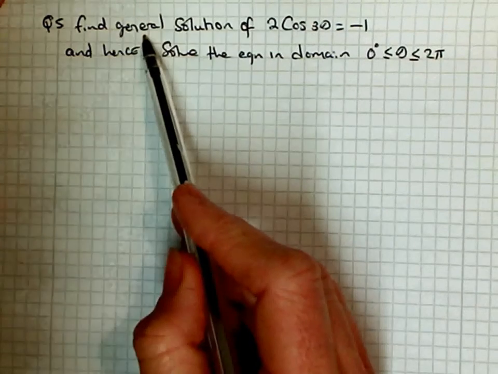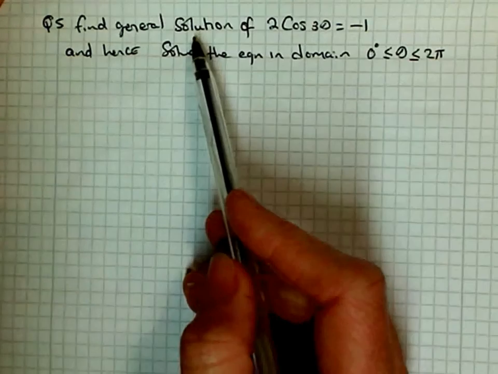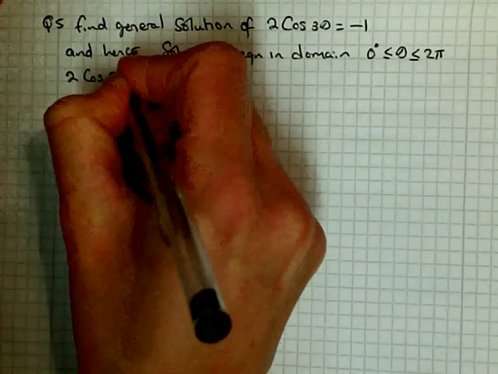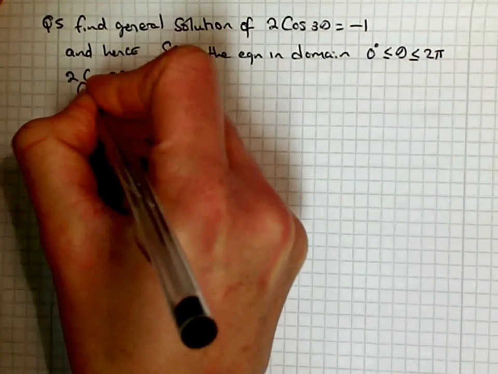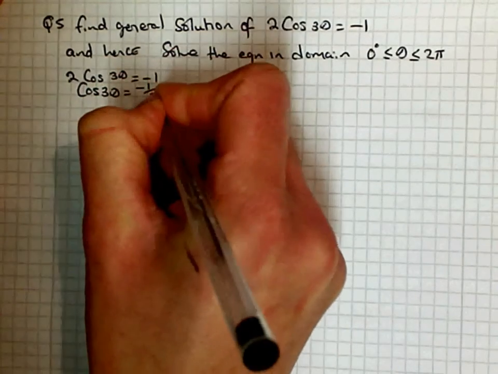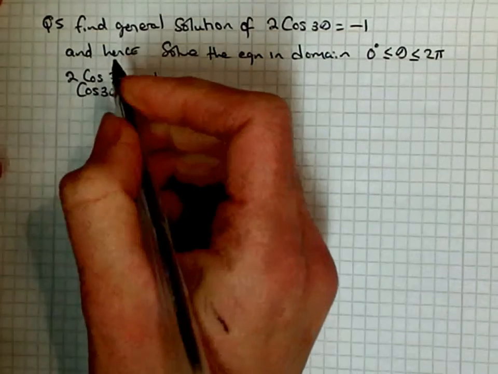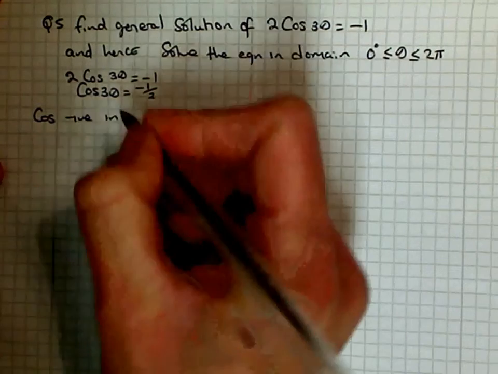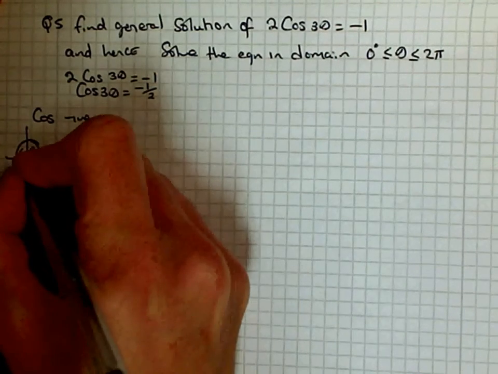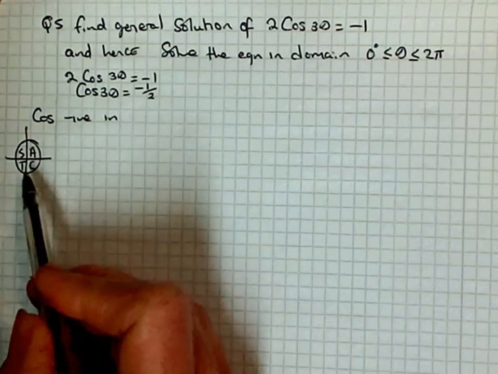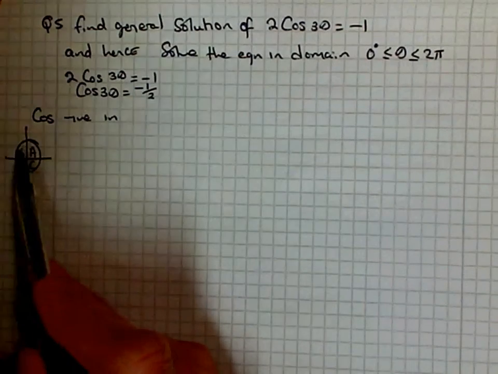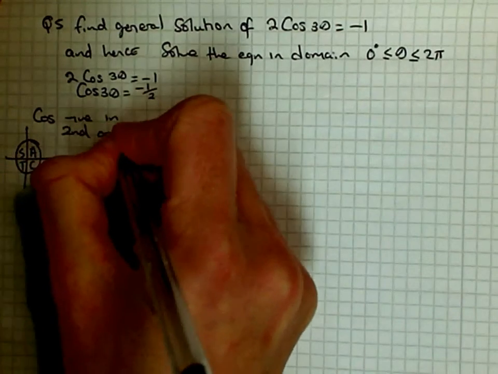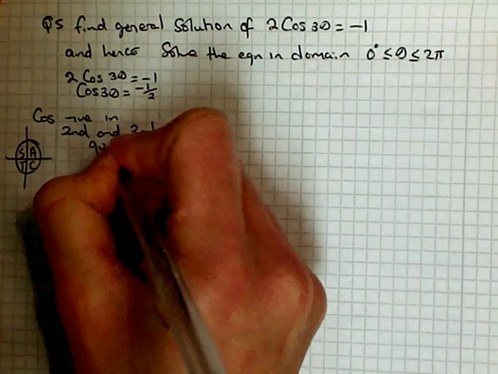The first thing we're going to deal with is the general solution of the equation. So we take our 2 cos 3 theta and we let it equal -1. So cos 3 theta is equal to -1/2. We look up and we see that the cosine is negative in, if we draw our diagram ASTC, it's negative in the second quadrant and in the third quadrant.